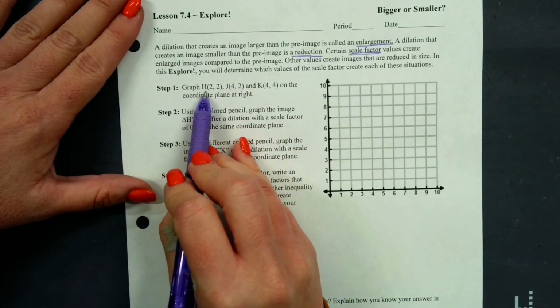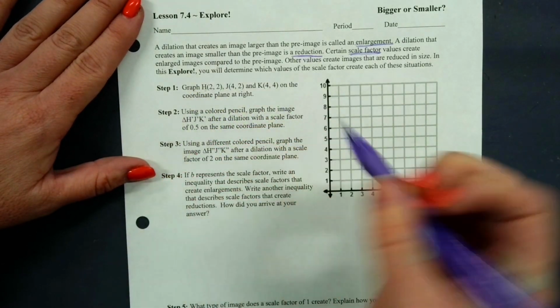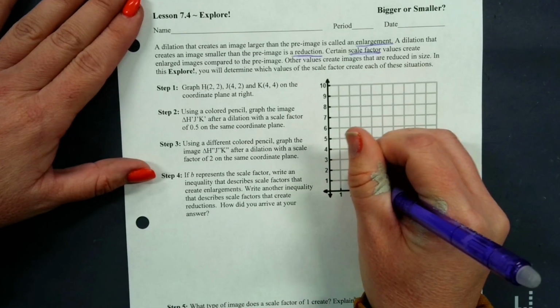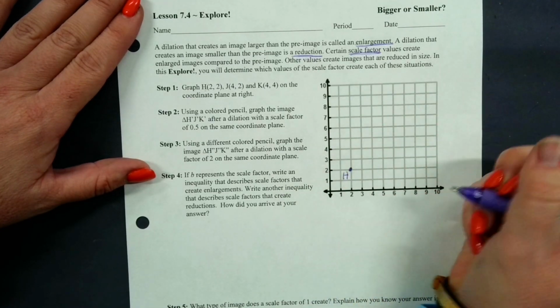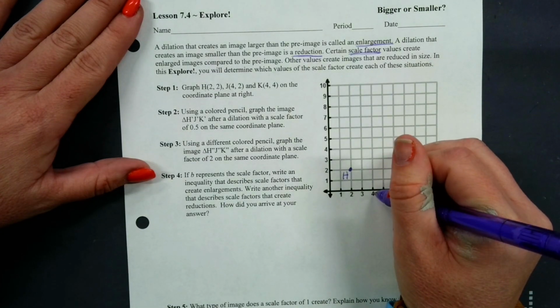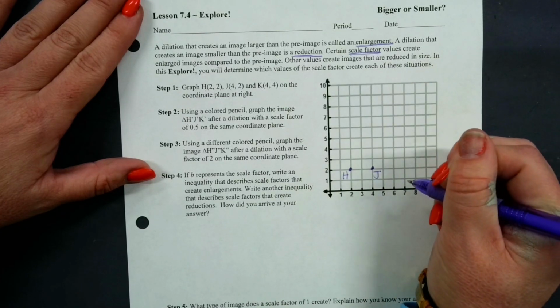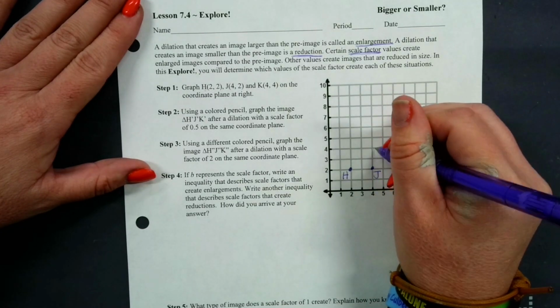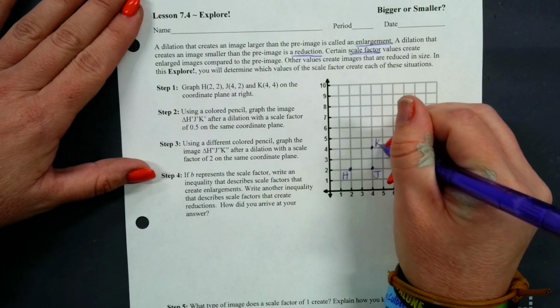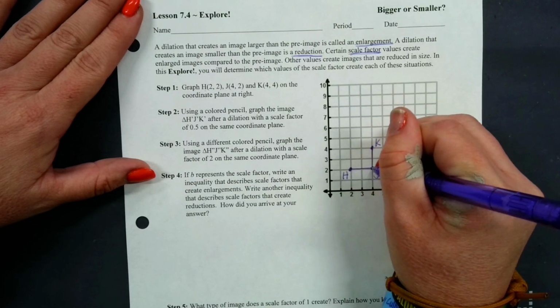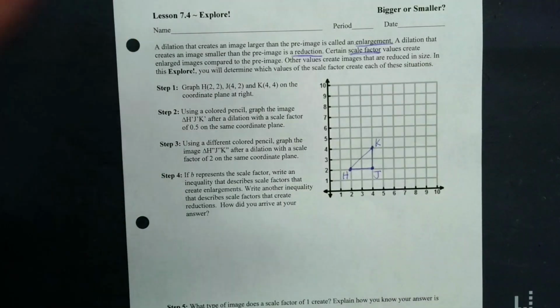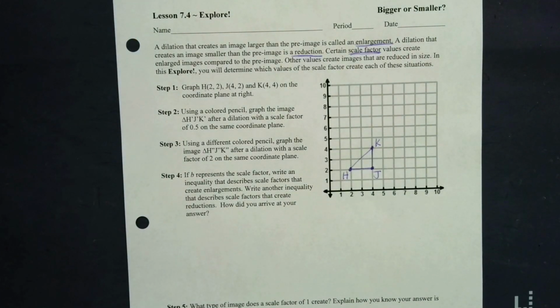So the first thing we're going to do is graph this. It says H, so we're going to go over 2, up 2. Then J, over 4, up 2. And K, over 4, up 4. Okay.